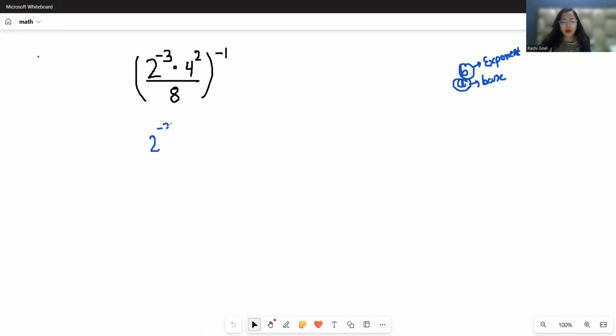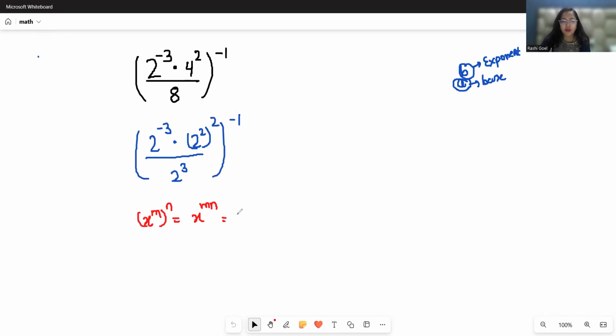So 2 power minus 3 times 4, I can write it as 2 square whole square, and by 8, I can write it as 2 cube, that is 2 times 2 times 2, whole power minus 1. Now, according to the exponent rule, x power m power n is equal to x power mn. That means we can multiply the powers, or we can reverse the powers.